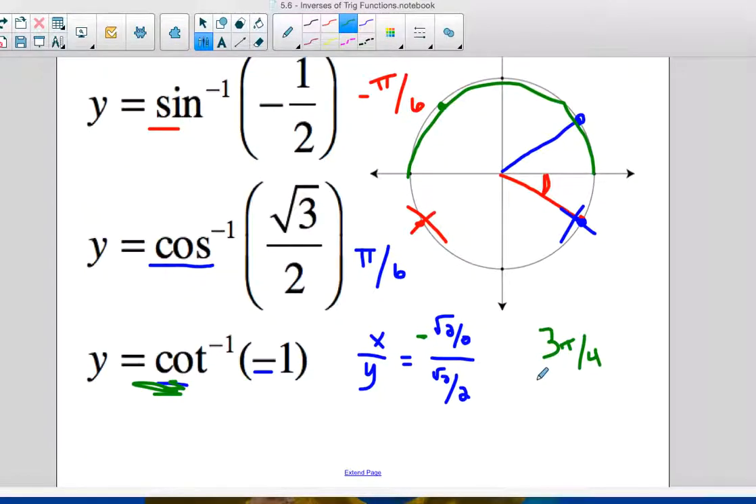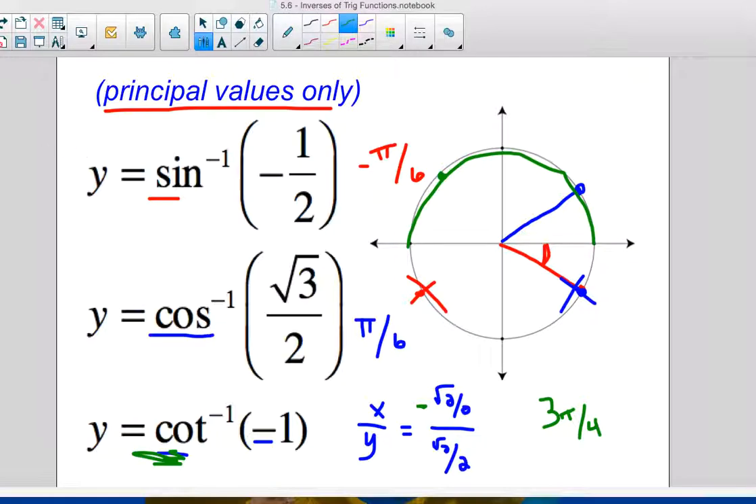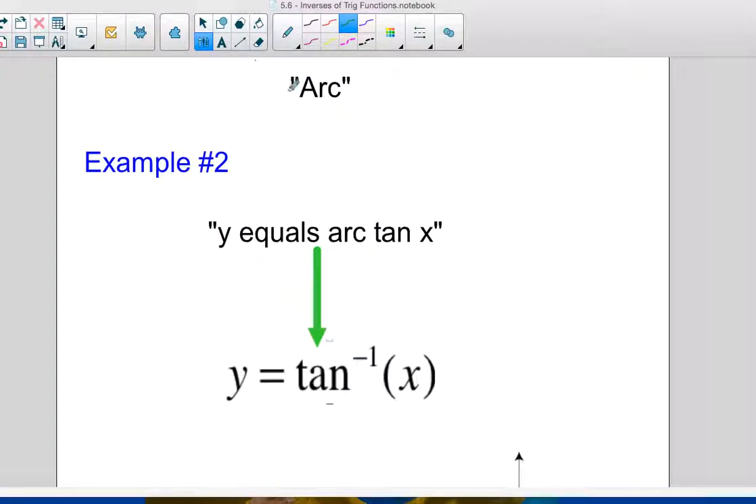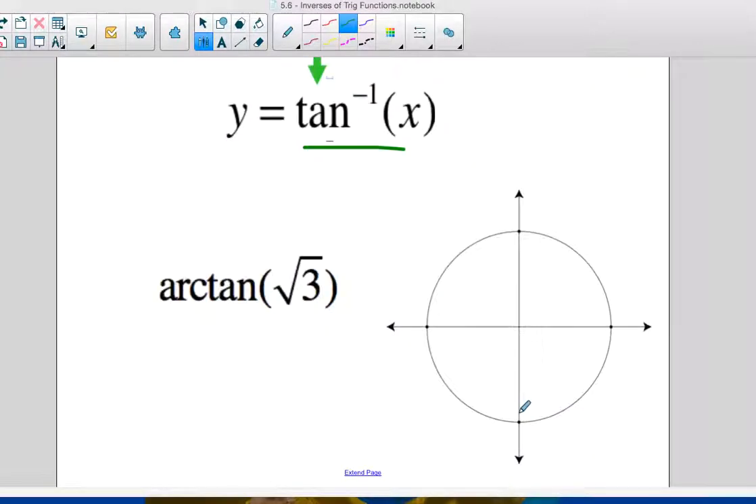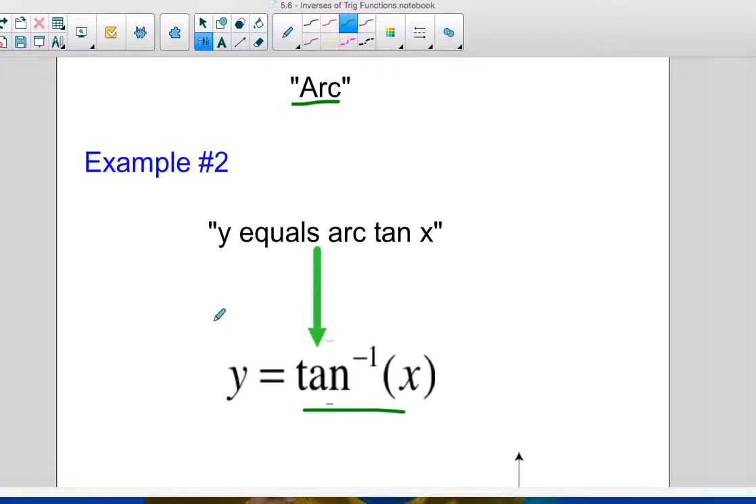That's pretty much it for the lesson. We're going to get into more, but we'll wait till after break. The only other thing that might pop up is that word arc, and we'll review this when we get back, but arc basically means inverse. So if it says arc tan x, it means inverse tan x. And that's all that it means. So arc tan of root 3 would just mean inverse tan of root 3. And we'll continue this when we get back from break.